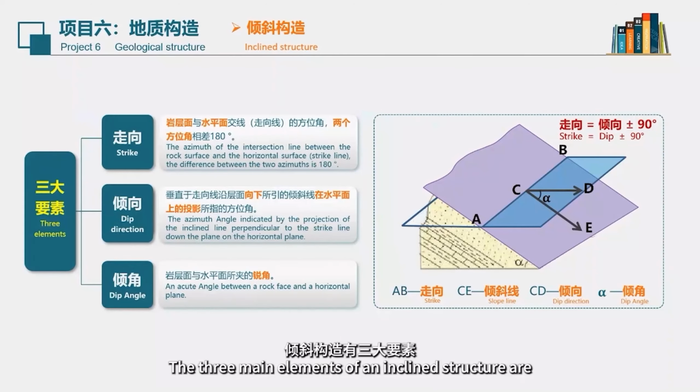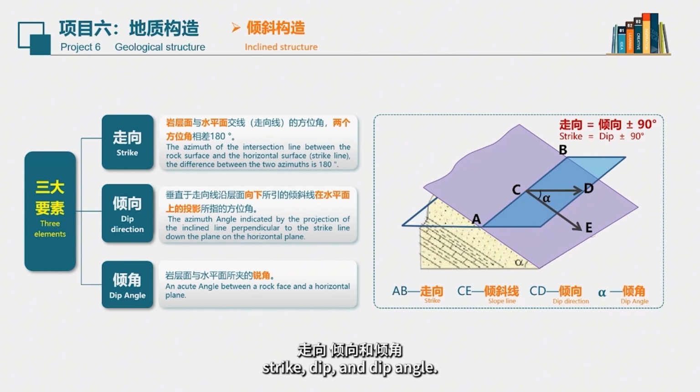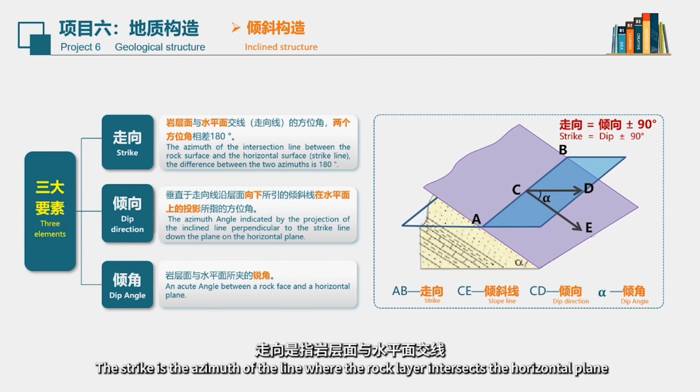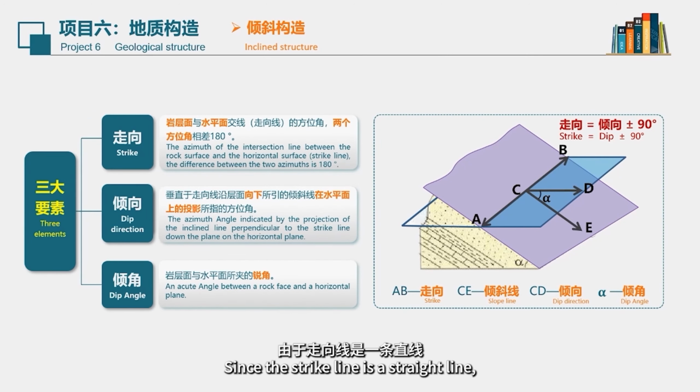The 3 main elements of an inclined structure are strike, dip, and dip angle. The strike is the azimuth of the line where the rock layer intersects the horizontal plane, which is the strike line. Since the strike line is a straight line, it has 2 azimuths that differ by 180 degrees.